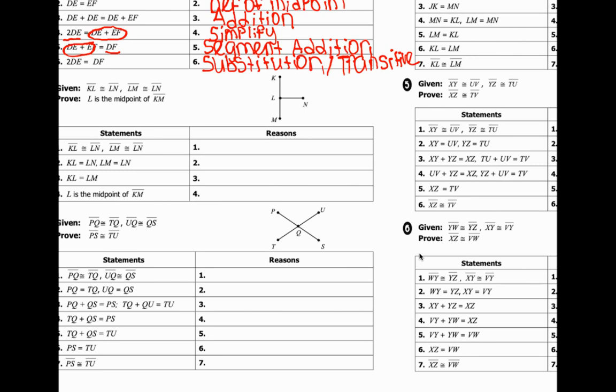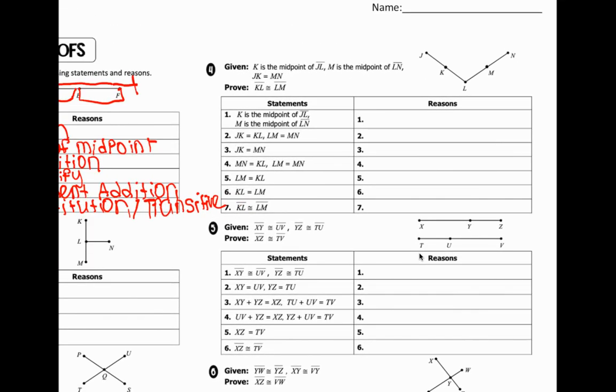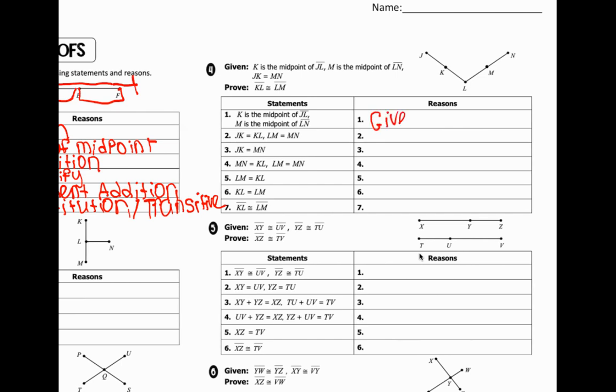So like I said, I'm going to have you try 2 and 3 by yourself, but we'll do the rest of these. So number 4 is K is the midpoint of JL. M is the midpoint of LN. So given for step 1. JK equals KL and LM equals MN. So that is by the definition of a midpoint.